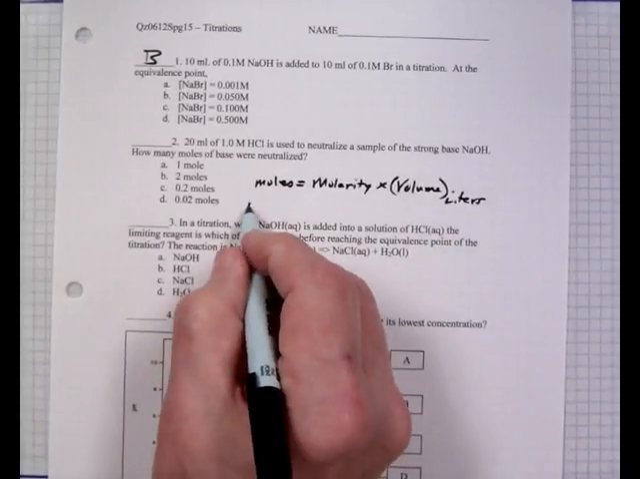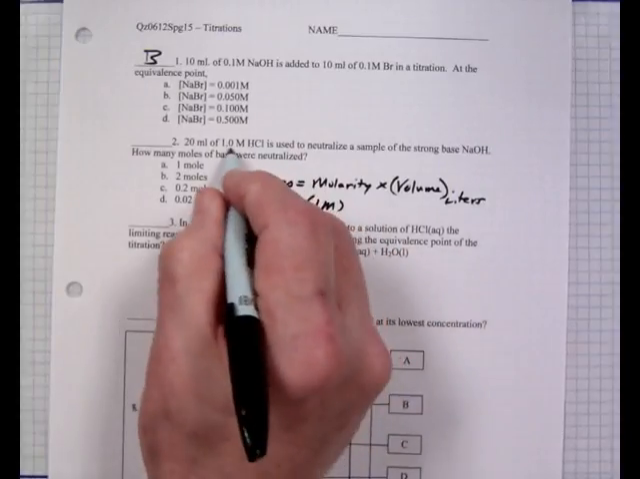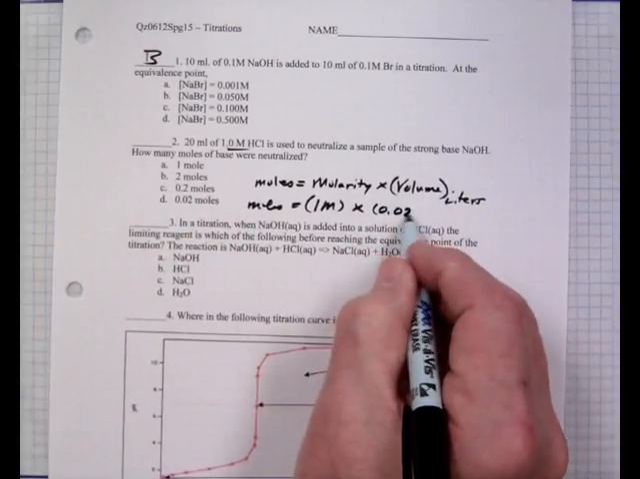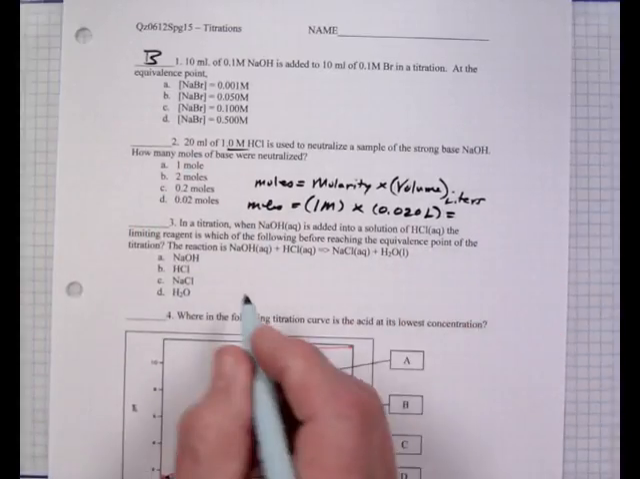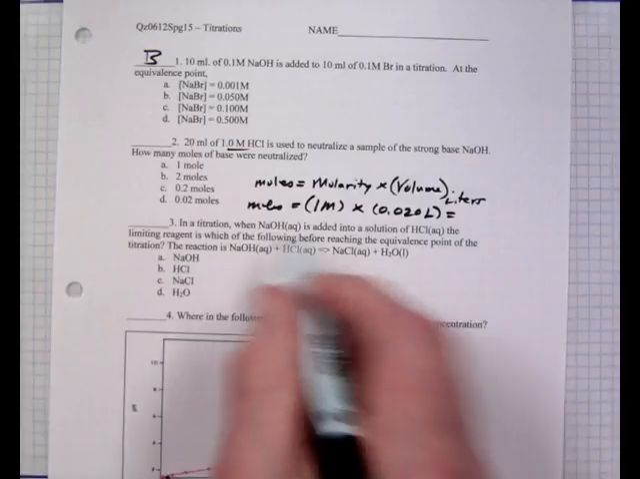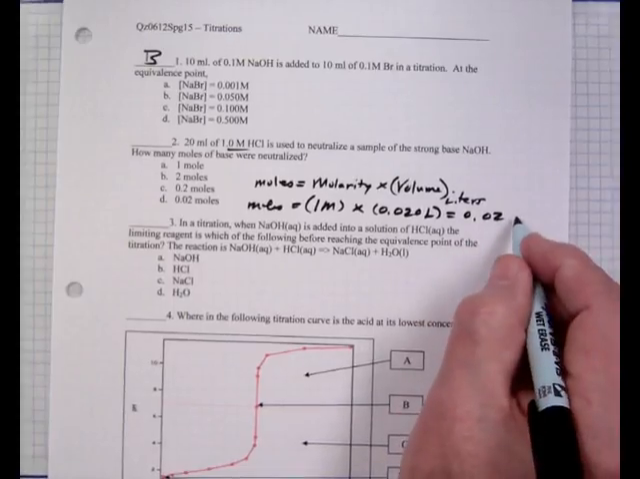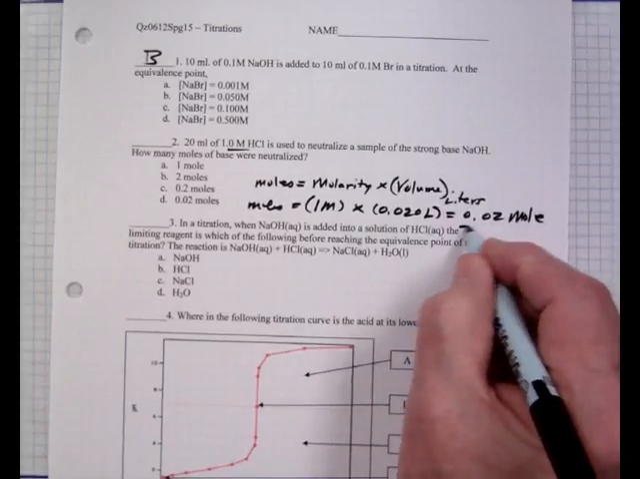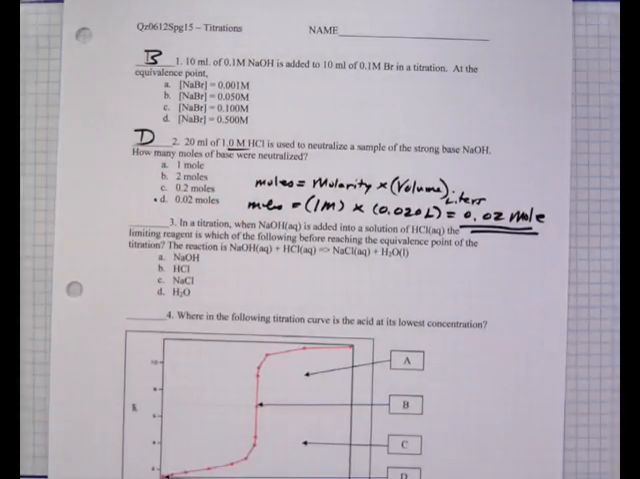So in this particular case, moles would be molarity, 1 molar from here, times 0.020 liters from right here, and the outcome is like 0.02. One times 0.02 is still 0.02 mole. Okay, so that would be D choice right there.